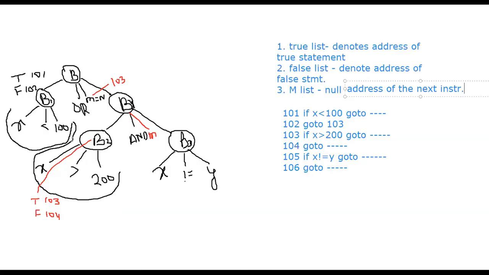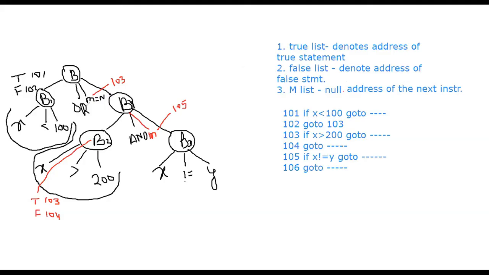Now, if the B2 is true and the operation is AND, which means if the B2 is true, we have to check B3. We are not talking about false. If B2 is true, then we have to check B3. So what will the M contain here? The M will contain the address of B3. What is the address of B3? 105. I hope you are getting this concept. Address of the next instruction to be executed.